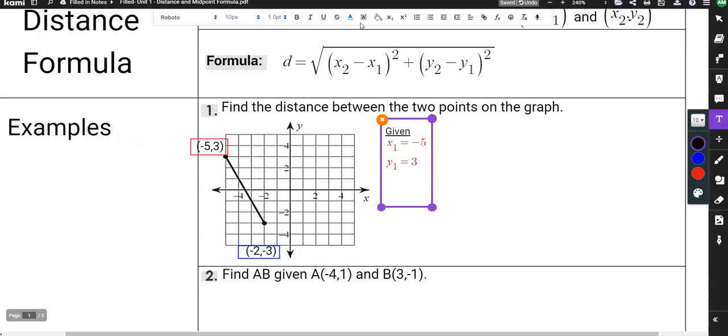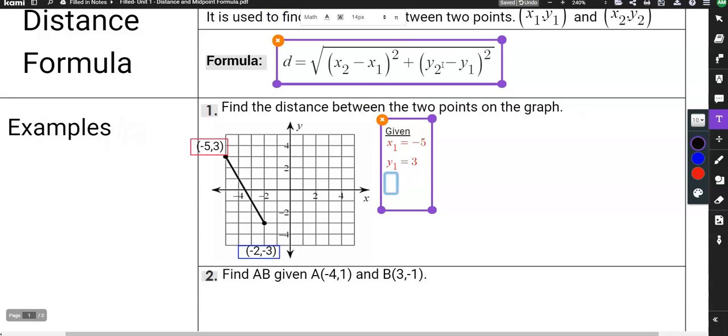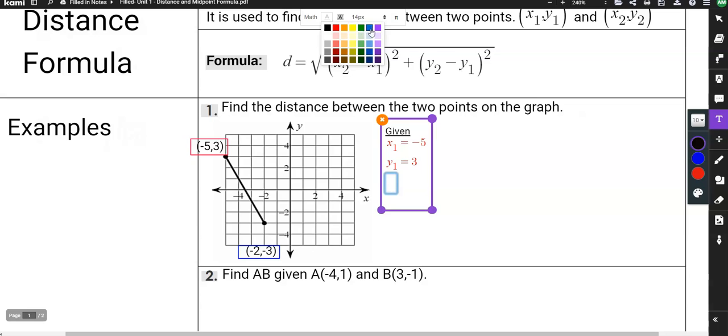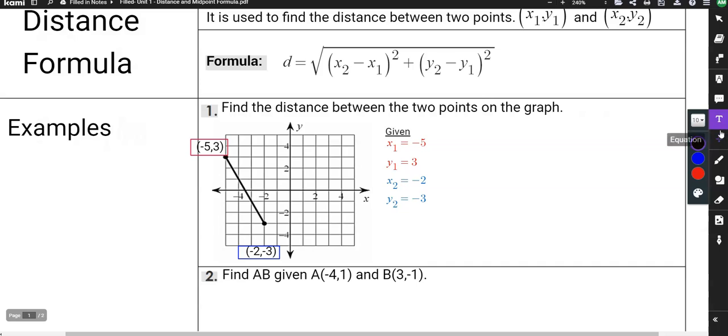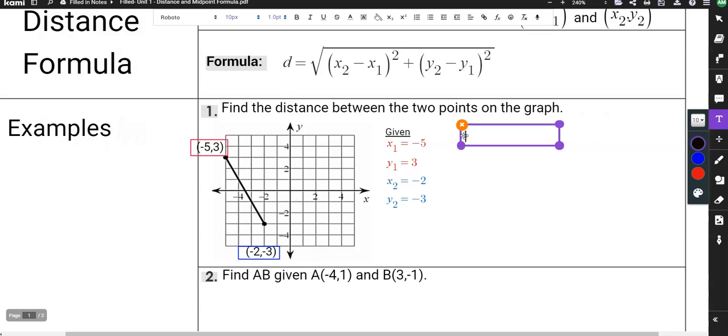And then we're going to list our other point value. So we're going to go ahead and put this one in blue. So I have x2, and that's going to be equal to -2. And then I have y2, which is going to be equal to -3. So I've made my list, and now I need to do the formula.